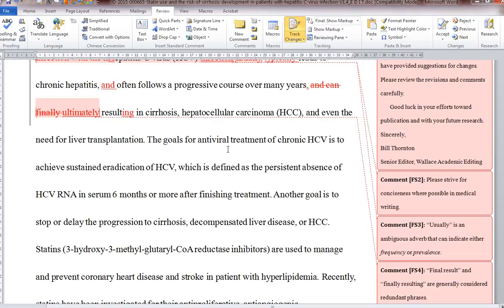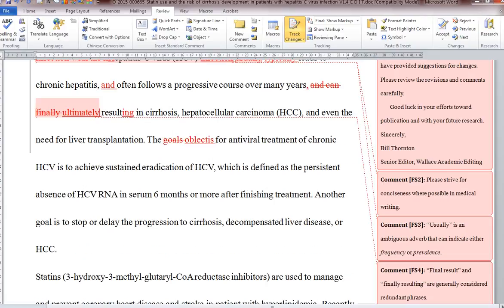The goals for antiviral treatment. Okay. This is, again, not bad, but goal is rather vague in a medical context. Usually they use purpose or objective. Okay. And the author pluralized this. A little typo there. Got to make sure we don't let that go. Antiviral treatment is to achieve.